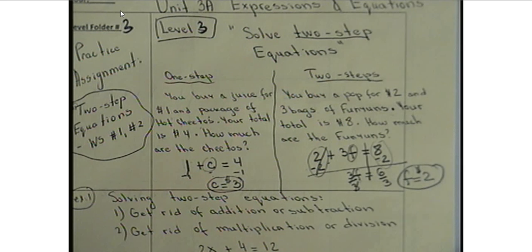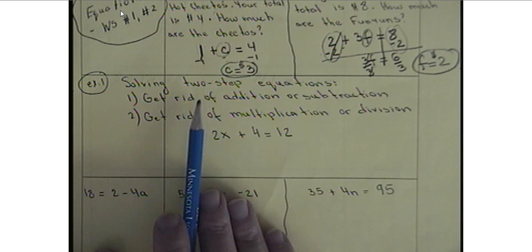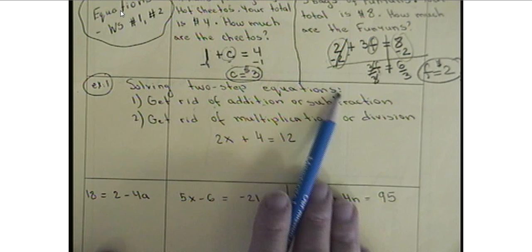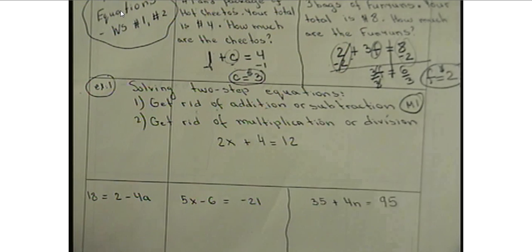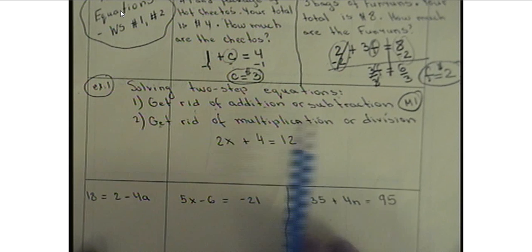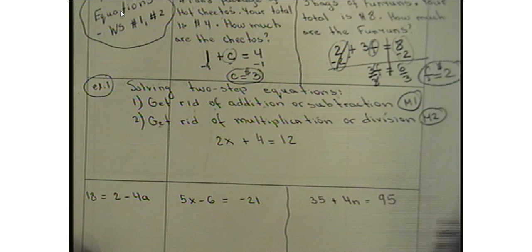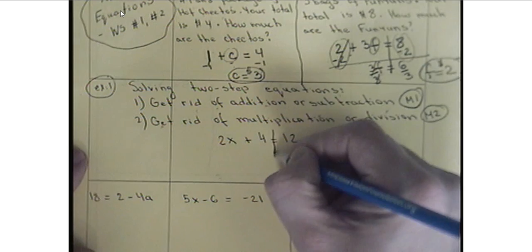Okay, so let's do some solving. When you solve two-step equations, your first step is to get rid of addition or subtraction, and we already discussed that. So think about mission 1. So I'm going to put here mission 1. This is step 1. Then get rid of multiplication or division. This is our mission 2. Okay, so once we know how to do mission 1 and mission 2, we definitely could solve mission 3 without problem. And we have 2x plus 4 equals 12.